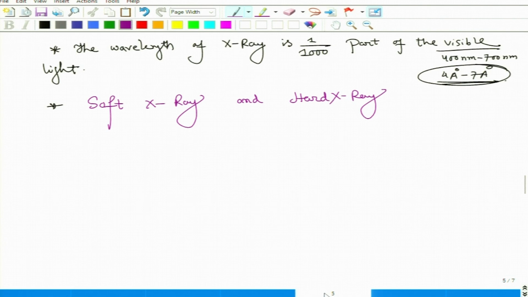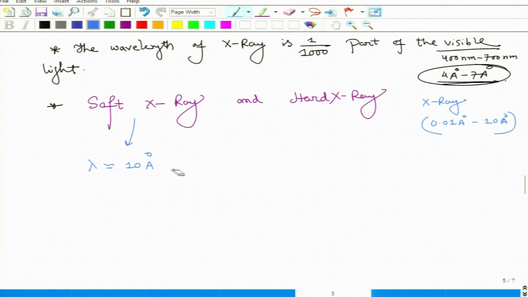So soft X-ray, when the lambda is around 10 angstrom, because it's actually 4 to 7 approximately for X-ray. For X-ray in general we can say the range is 0.01 angstrom to 10 angstrom. So it's actually 1000 times smaller compared to our visible wavelength. So when the wavelength is high, then the energy of the X-ray will be less.